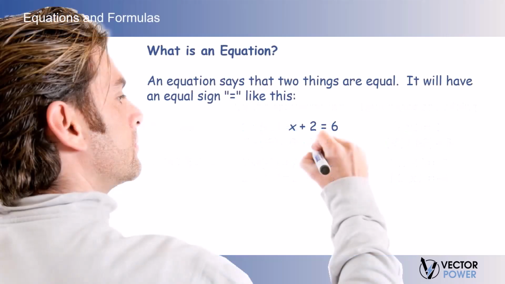So, what is an equation? An equation says that two things are equal. It will have an equal sign, like this. X plus 2 equals 6. This equation says what is on the left, x plus 2, is equal to what is on the right, which is a value of 6. So an equation is like a statement. This equals that.